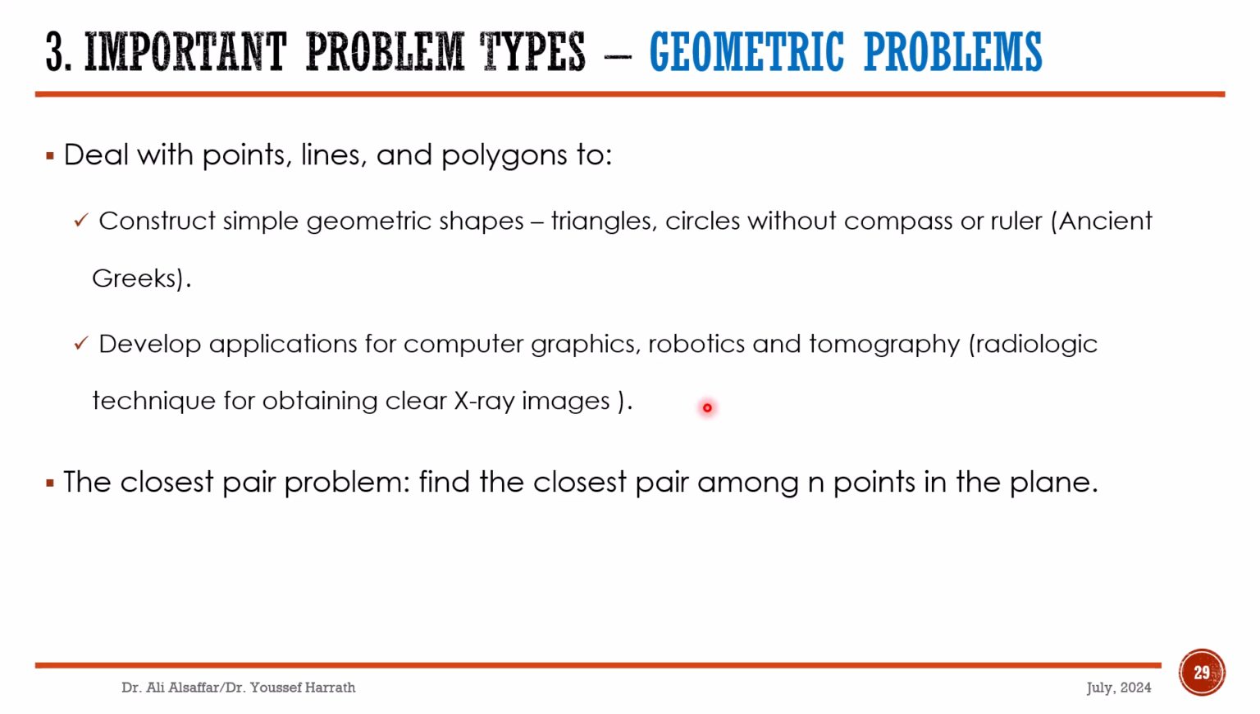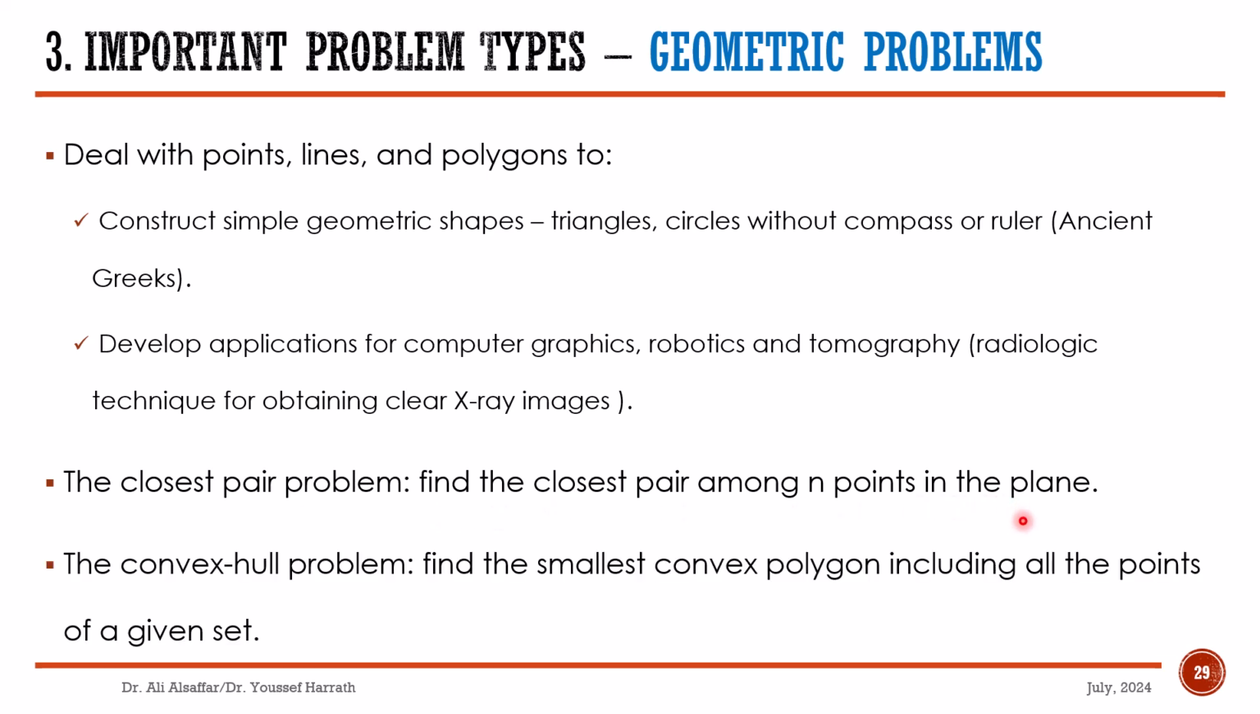Two of the classical problems of computational geometry are the closest pair problem and the convex hull problem. The closest pair problem is to find the closest pair among endpoints in the plane. And the convex hull problem is to find the smallest convex polygon including all the points of a given set.